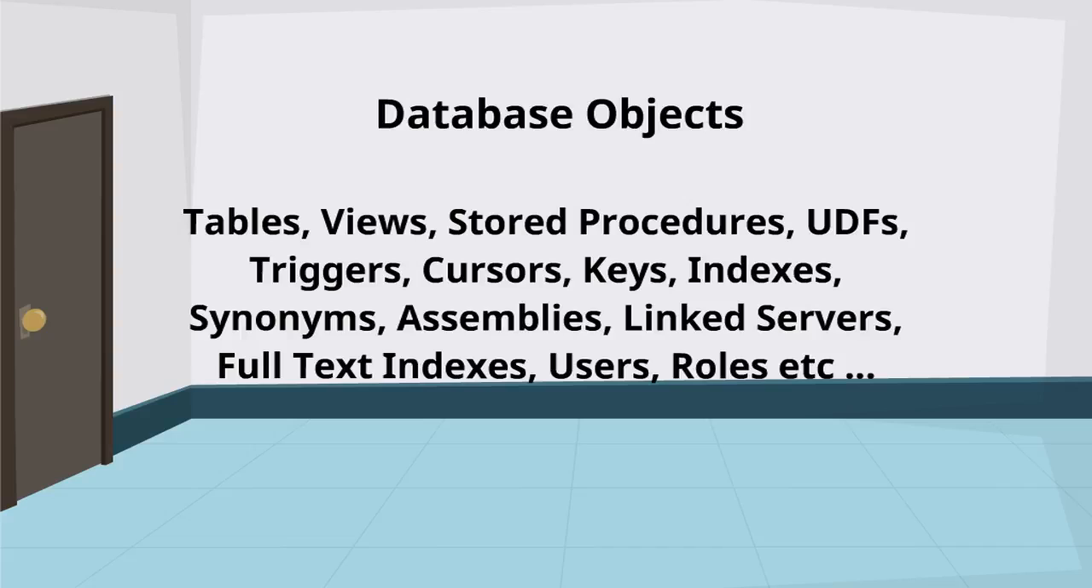I've been throwing around the words database objects, but I haven't been really clear as to what a database object was. I figured I would give you a few examples because I remember it confused me a lot when I first started learning about databases. Some examples of database objects include, but are not limited to, tables, views, stored procedures, user-defined functions, triggers, cursors, keys, indexes, synonyms, assemblies, linked servers, full-text indexes, users, and roles. Basically anything in SQL Server that has a visual representation is an object. But as you work with SQL Server more, you'll get more of a feel for it.